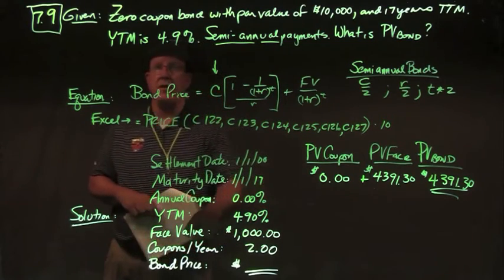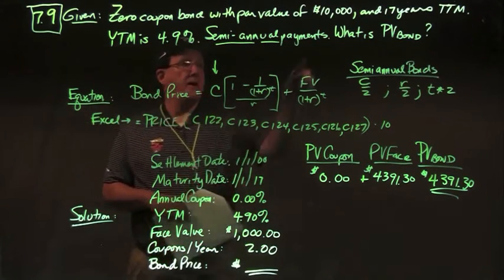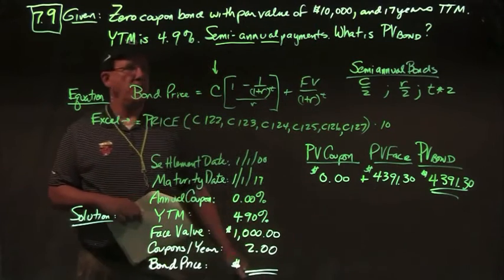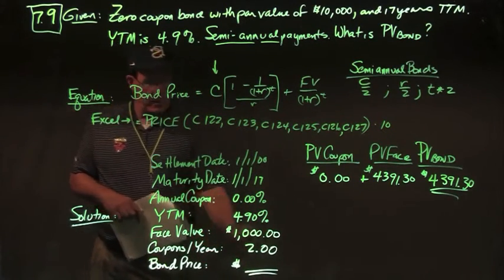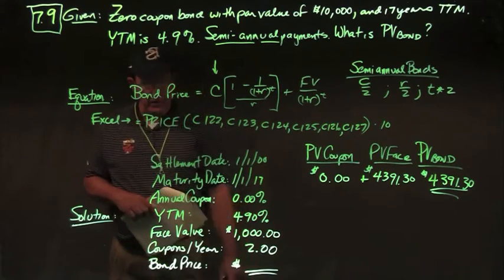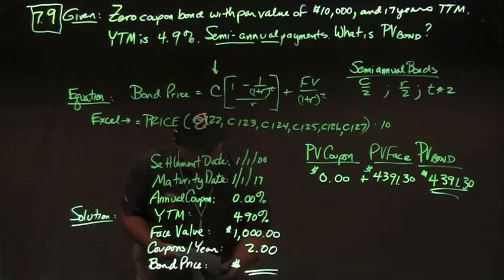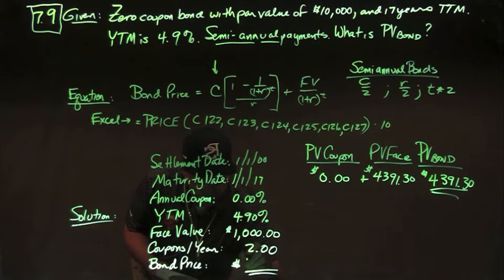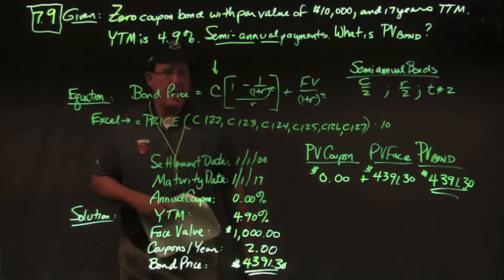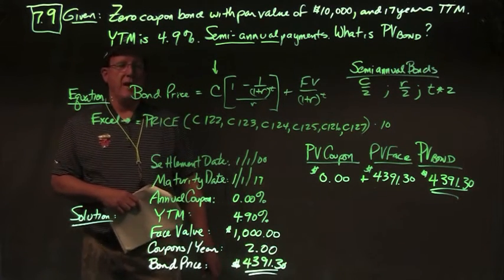The syntax used to be 100, but now we have to multiply that by 10 because we have a $10,000 bond instead of a $1,000 bond. So our face value we're going to plug in at 1,000. Coupons per year, 2 per year. We should get the same answer that we got when we did the mathematics in the various Excel cells, 4,391.30. And there's your answer to problem 7.9.